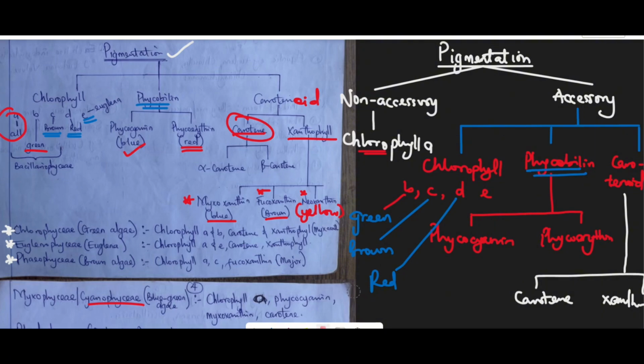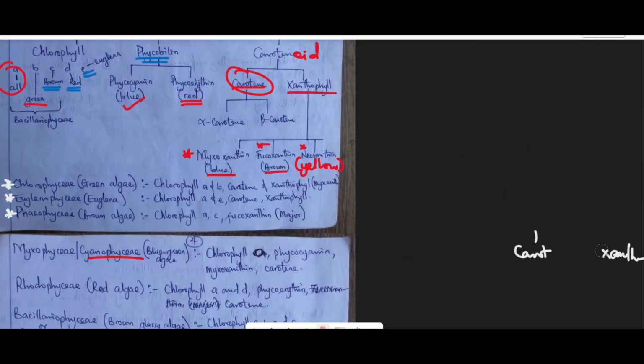Now, let's practicalize something. Let's try to pick the pigment for each of these classes of algae from the beginning, from scratch, and see how far we can go. So the first one we're dealing with is chlorophyll.